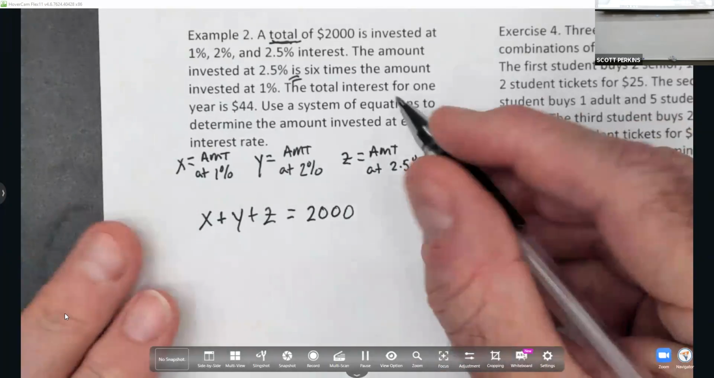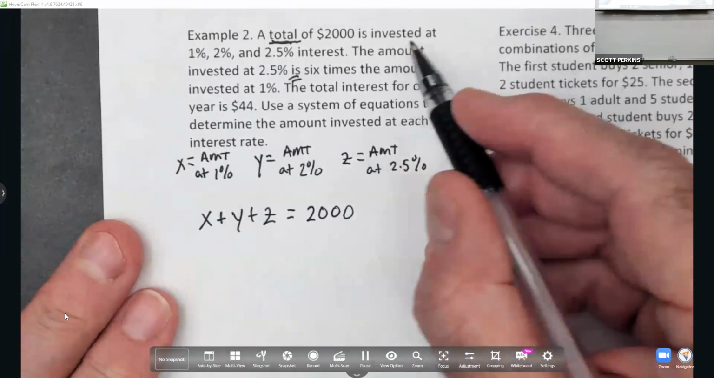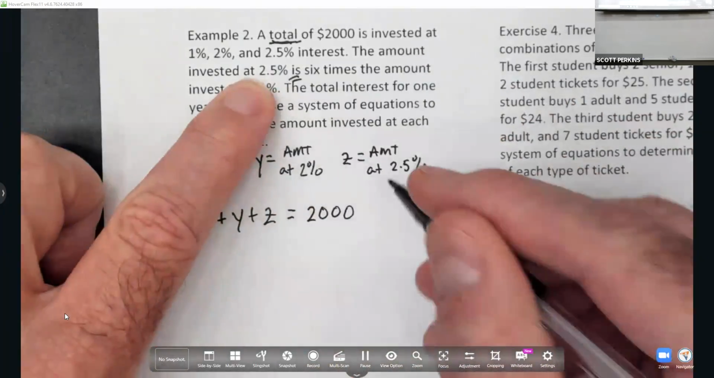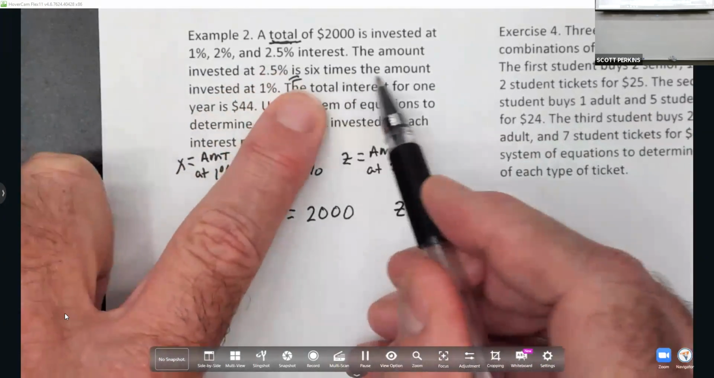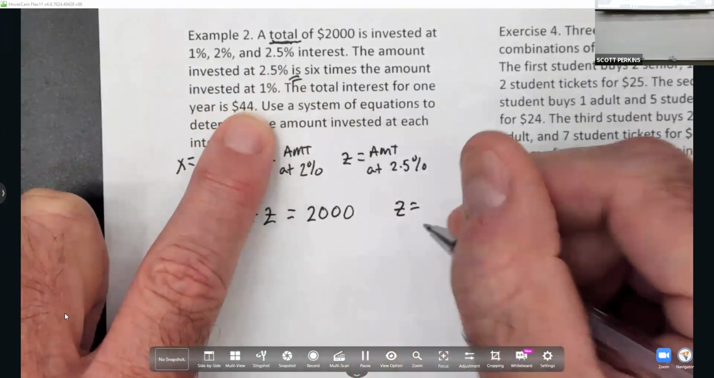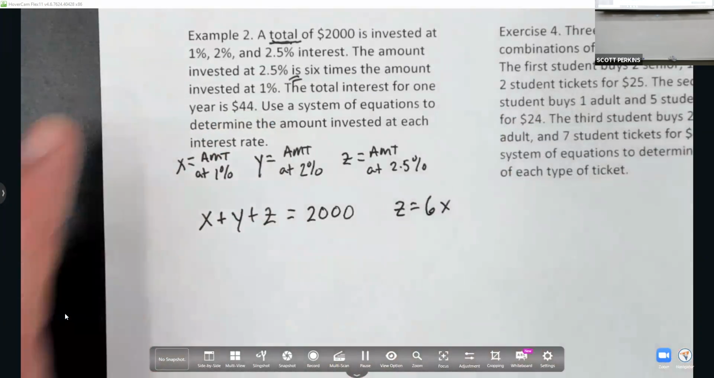Not 2x. Close. The amount invested at 2.5%, that's Z, I'm buying that, is 6 times the amount at 1%. So it's going to be 6x. But yes, there you go.